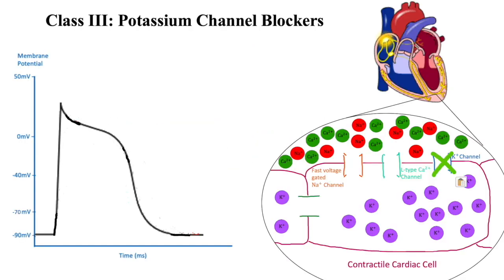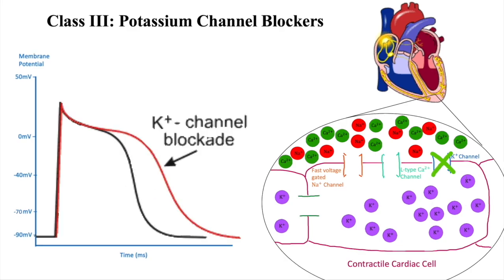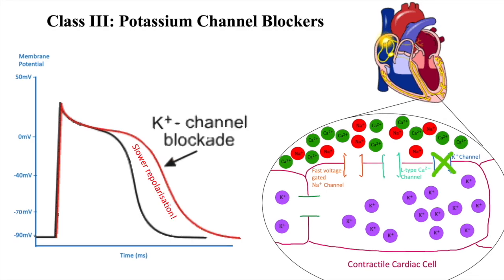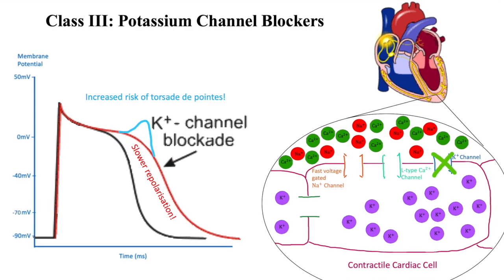Class 3 antiarrhythmics block voltage-gated potassium channels in contractile cells, slowing down exit of potassium ions. This causes a slower repolarization, in turn causing the effective refractory period to increase. This, however, can increase risk of torsades de Pointes.